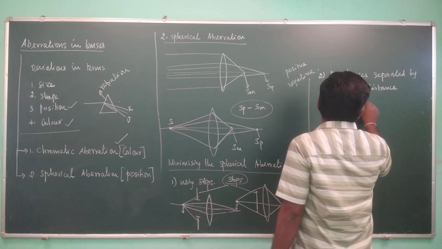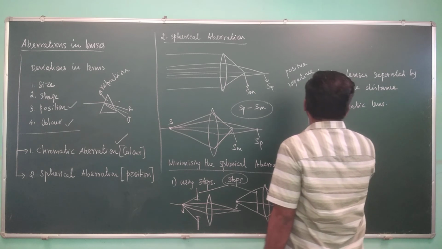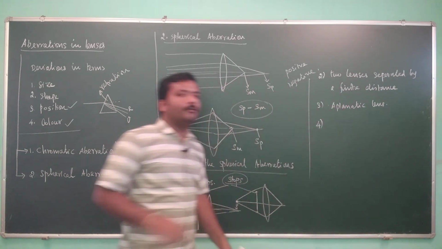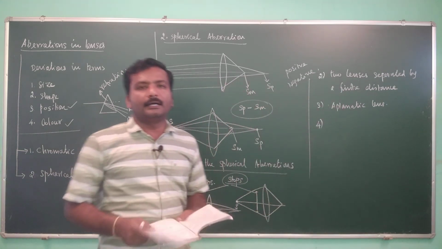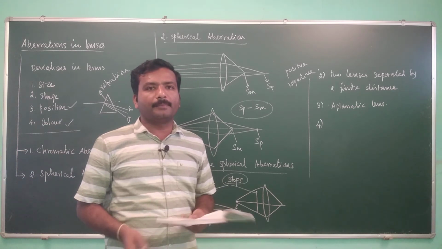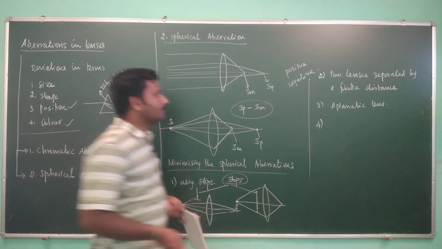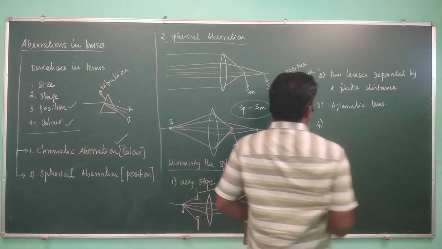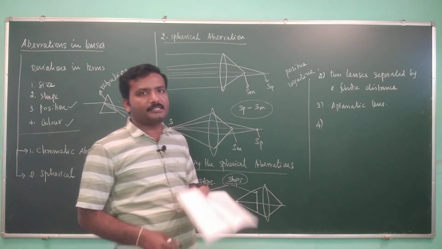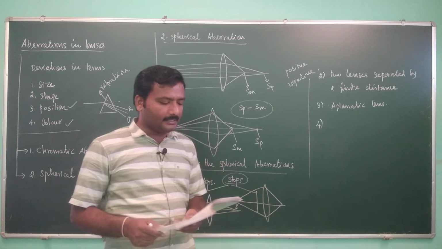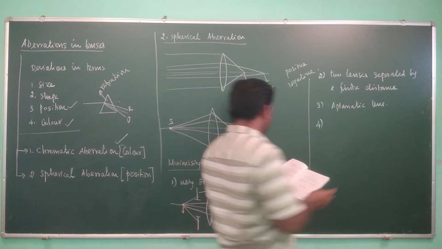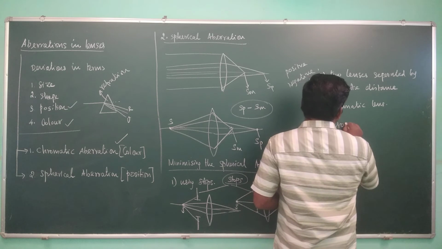Third one is using an aplanatic lens. We will see how an aplanatic lens gives you a proper image without aberrations. We will see a small derivation in the next lecture, but as of now, you accept that aplanatic lenses are a special kind of lenses that are free from aberrations. And the fourth one is using crossed lenses.